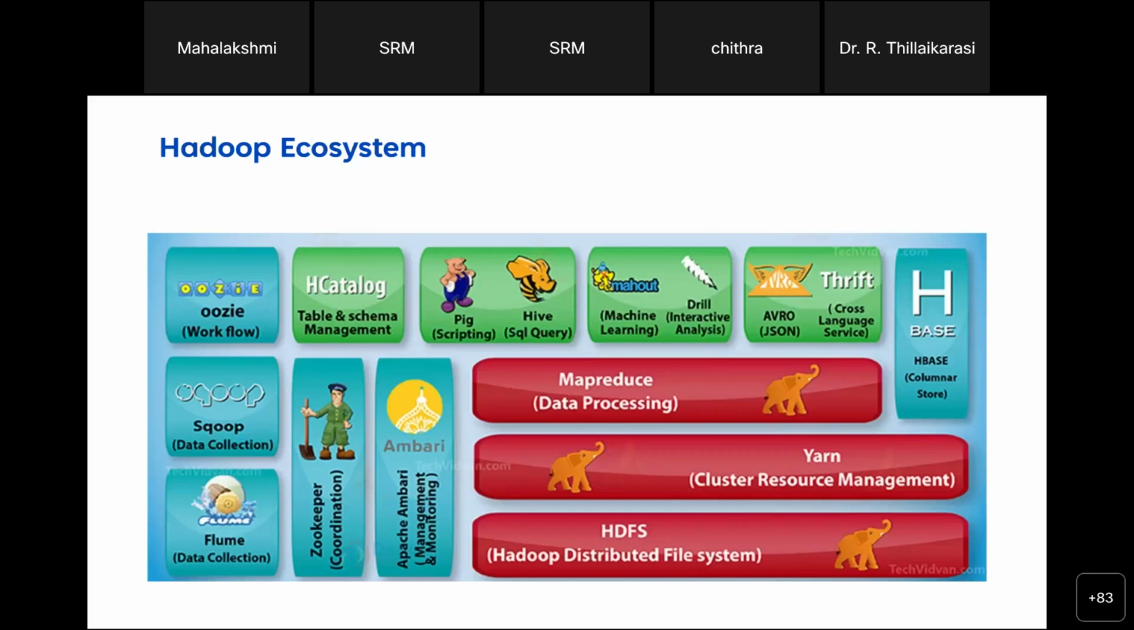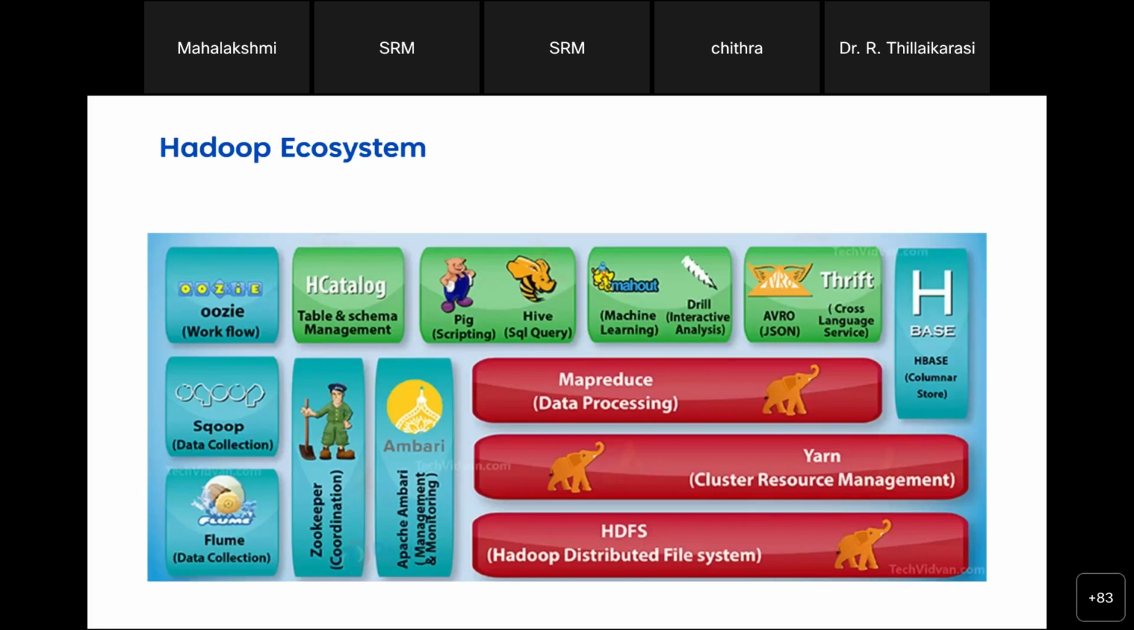HBase is nothing but a NoSQL database. Like in RDBMS and DBMS, we store our data in a row and column manner. Irrespective of this data structure, HBase stores the data in a columnar manner.